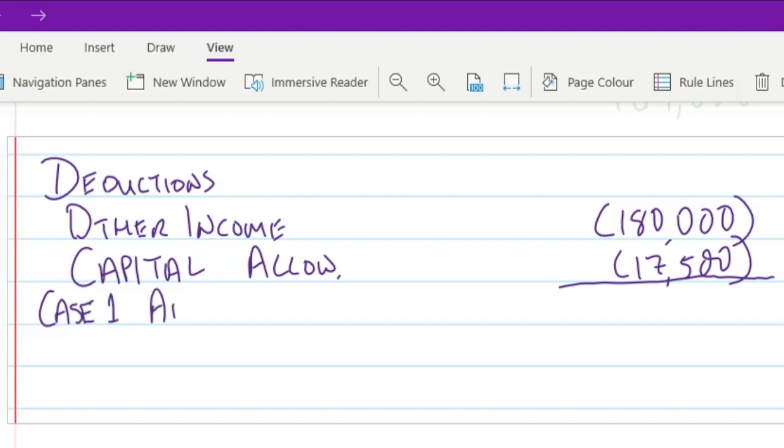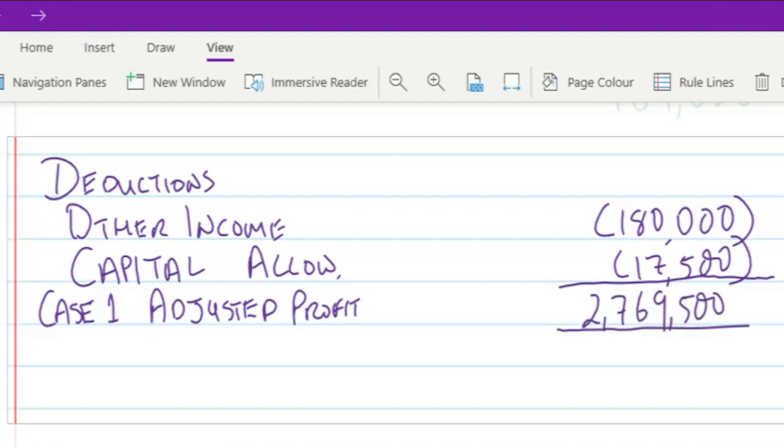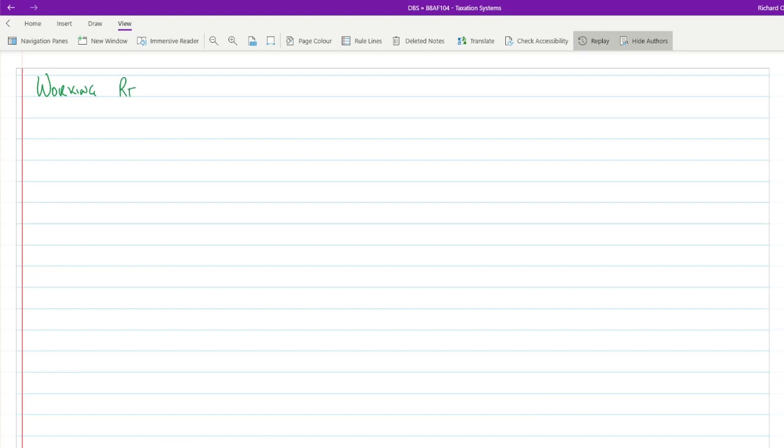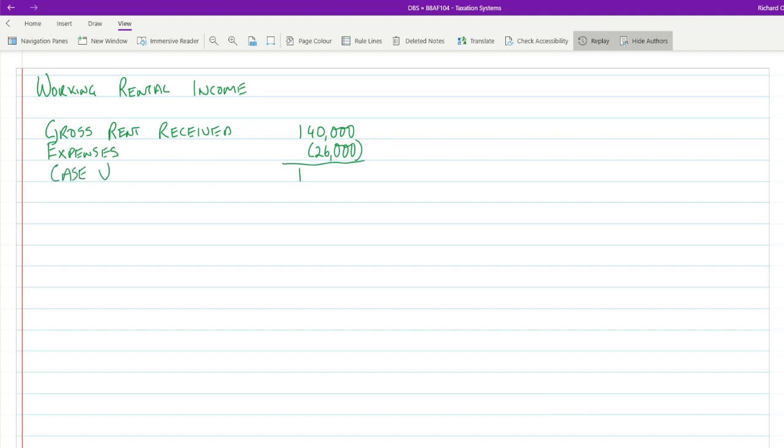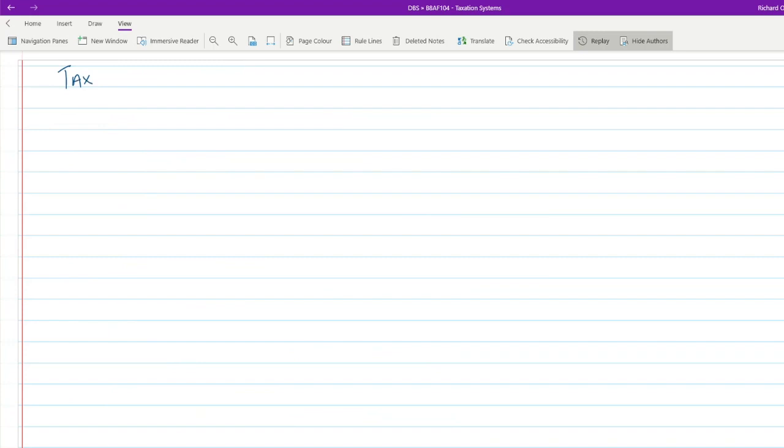With that, we have our deductions and therefore a Case 1 adjusted income of €2,769,500. We're now doing the workings for the rental income. The firm has rented out a portion of one of its premises for storage purposes and is receiving a gross rent of €140,000 per annum. The expenses, which we added back earlier, was 26,000, and therefore we have a Case 5 income of €114,000. We're now ready to do our final tax computation.